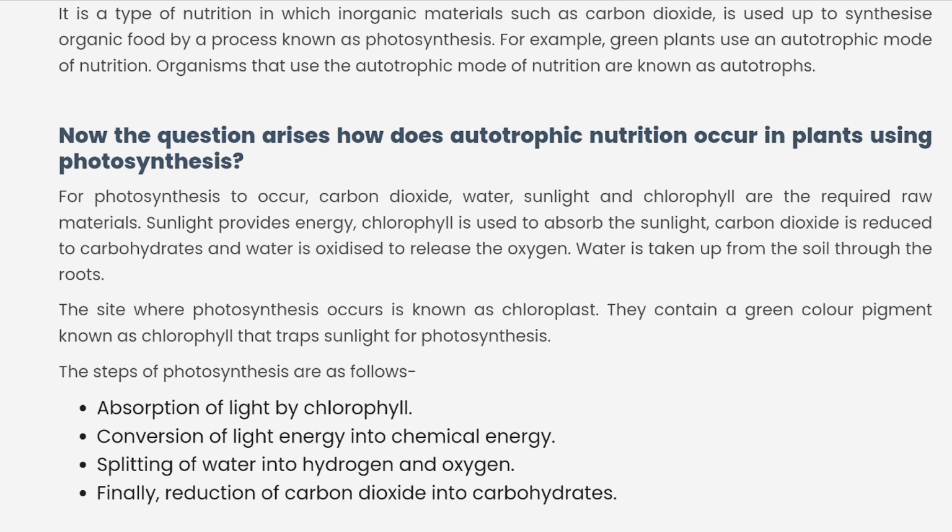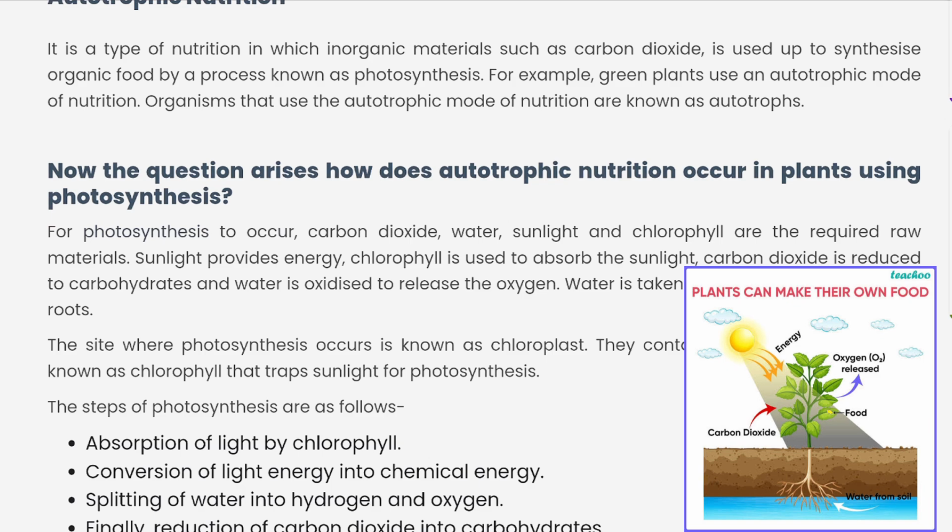Now the question arises, how does autotrophic nutrition occur in plants using photosynthesis? For photosynthesis to occur, carbon dioxide, water, sunlight and chlorophyll are the required raw materials. Sunlight provides energy, chlorophyll is used to absorb the sunlight, carbon dioxide is reduced to carbohydrates and water is oxidized to release the oxygen. Water is taken up from the soil through the roots.